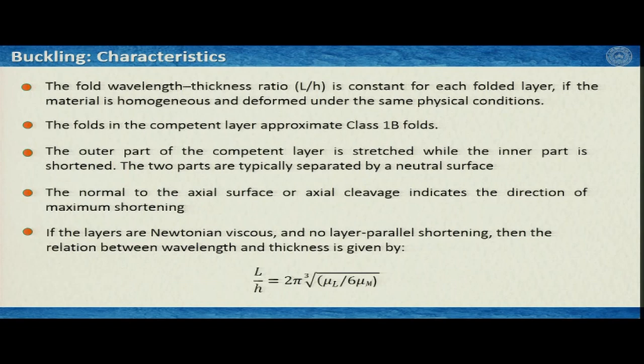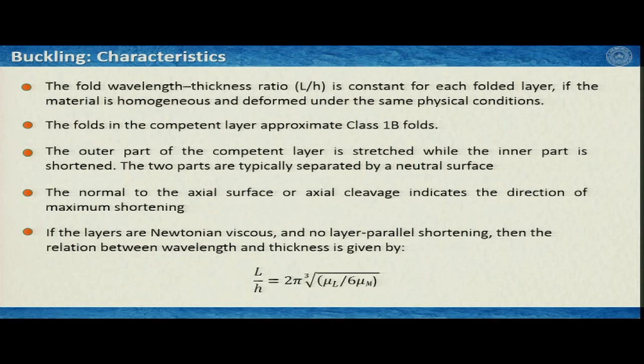Now when you have a fold produced by buckling, you would certainly form the axial surface. So if you see the axial surface or axial cleavage in the buckle folded layers, it indicates the direction of maximum shortening. So if you have buckle folds and generate axial surfaces or axial planar cleavages, then the perpendicular direction to this axial planar cleavage is generally the direction of maximum shortening, or the z direction of the strain ellipsoid.